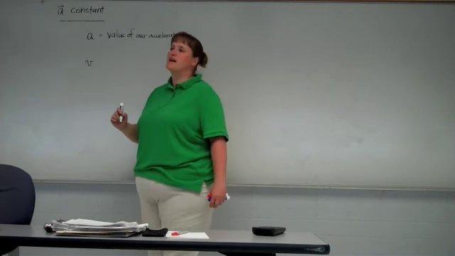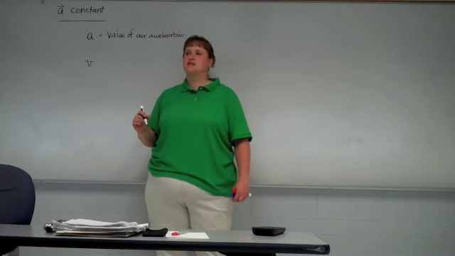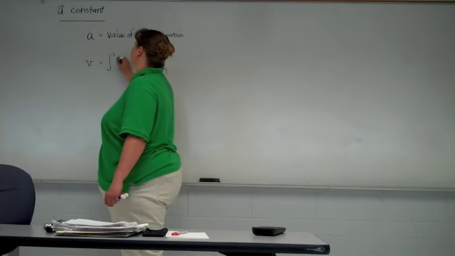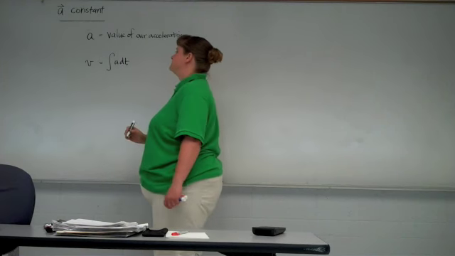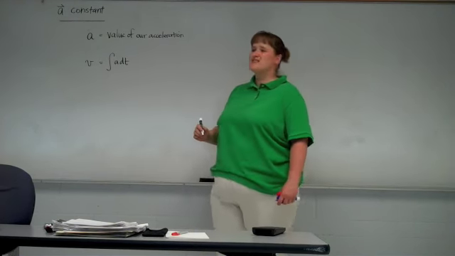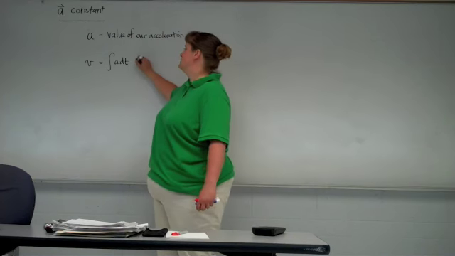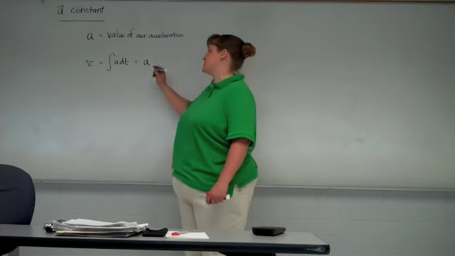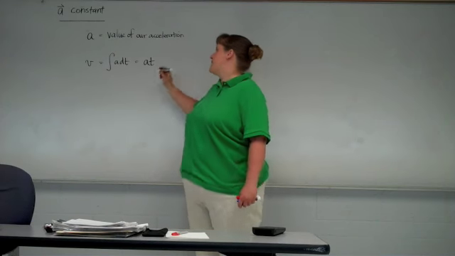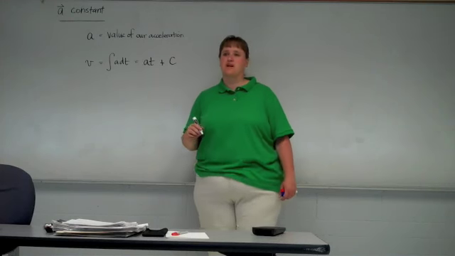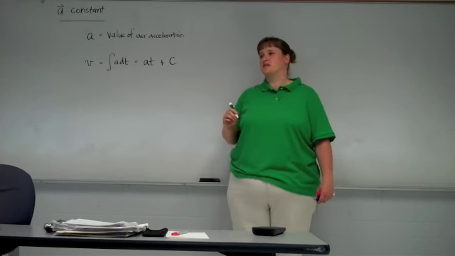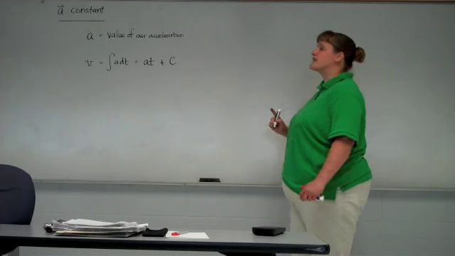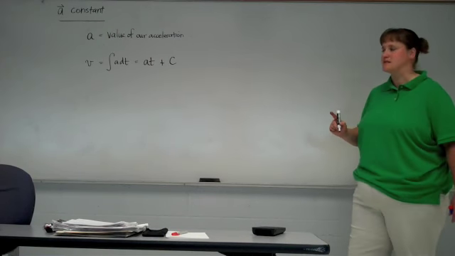If I know my acceleration, how can I get to my velocity? Integrate acceleration. Well, if a is a constant, we can pull it out. We get the integral of dt, which is simply t. But we have to have a plus a constant of integration because we don't have any limits on this. We don't have limits, we have to add the constant of integration. But we can figure out what that constant means.